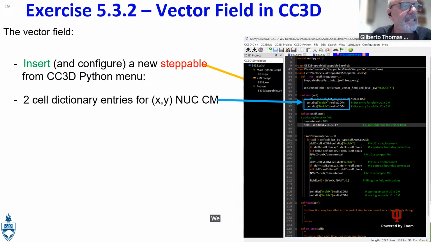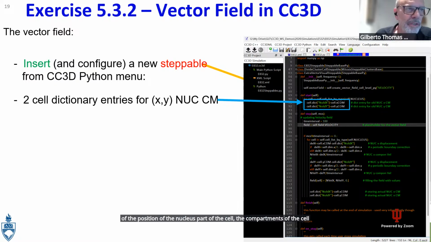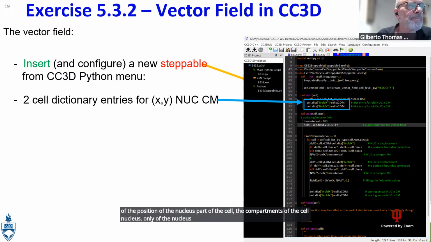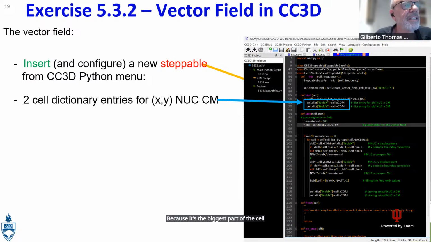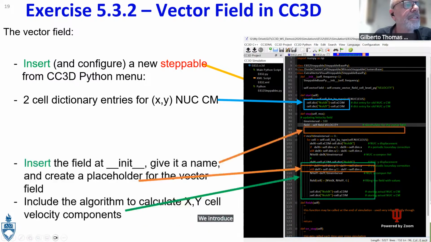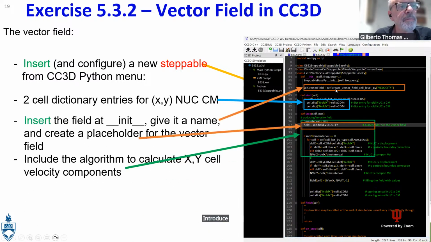We needed to add dictionaries for the old position of the cell. And in particular, we are going to keep track of the position of the nucleus part of the cell, the compartment of the cell nucleus, only of the nucleus, because it's the biggest part of the cell, so the heaviest, let's say. And we introduce now, using the drop-down menu again, self-vector field velocity this time.